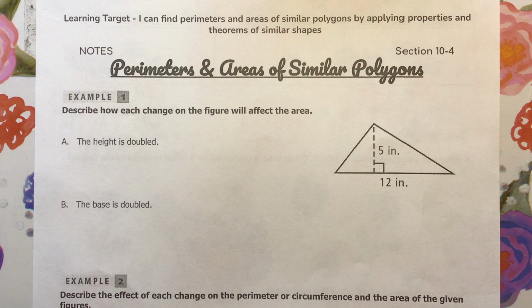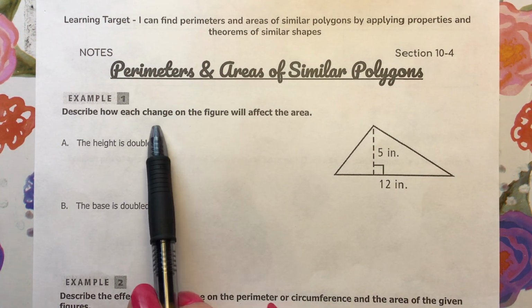We are in section 10-4 today, and today we are talking about perimeters and areas of similar polygons. What I would like for you to be able to do by the end of this lesson is to be able to find the perimeter and areas of similar polygons by applying the properties and theorems of similar shapes. So let's jump right in with example 1.